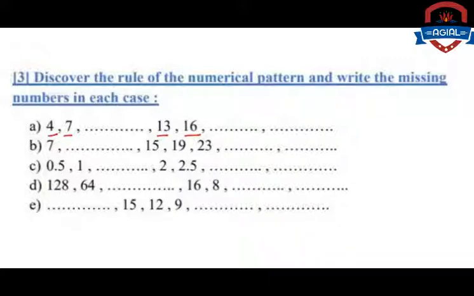First, we look for 2 consecutive numbers. For example, we have 4 and 7. And look for another 2 consecutive numbers. We have 13 and 16. So we look for 2 consecutive numbers, 4 and 7, and another consecutive numbers, 13, 16.